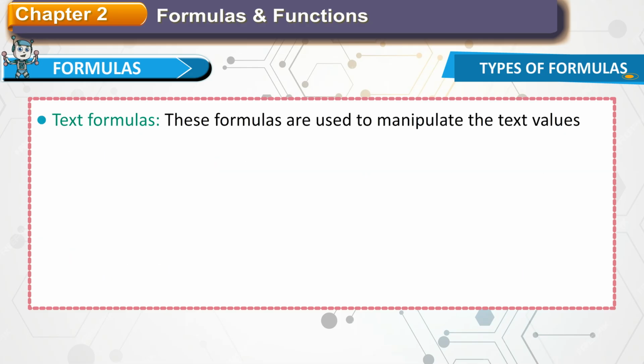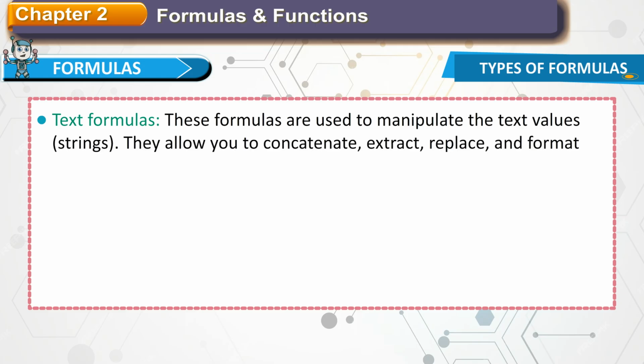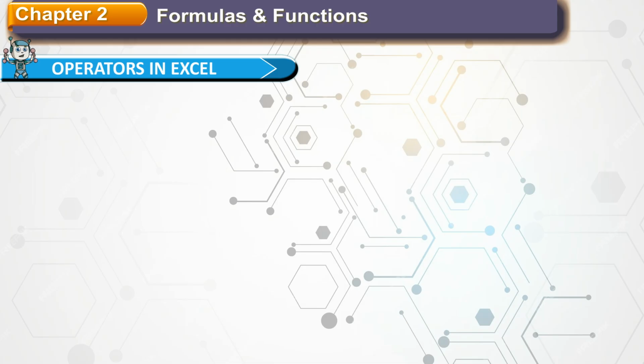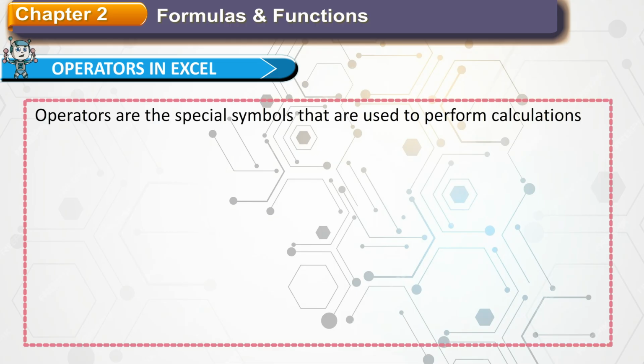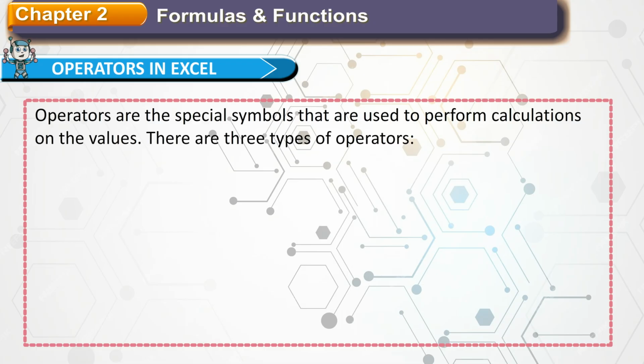Text formulas. These formulas are used to manipulate text values, strings. They allow you to concatenate, extract, replace, and format text values. For example, hello. Operators in Excel. Operators are the special symbols that are used to perform calculations on the values. There are 3 types of operators.